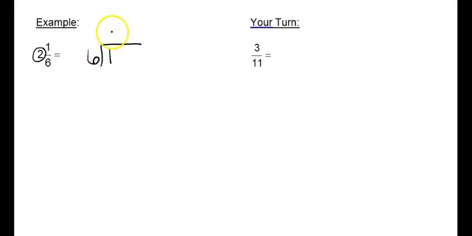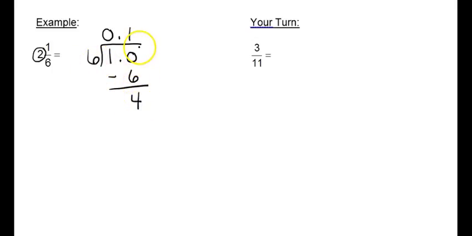6 does not go into 1, so I'm going to put a 0 here. And remember from 6th grade, we learned to add a decimal and a place value if we don't have any other numbers left. 6 goes into 10 once. 6 times 1 is 6. And then we're going to subtract to see what we have left over. 10 minus 6 is 4.